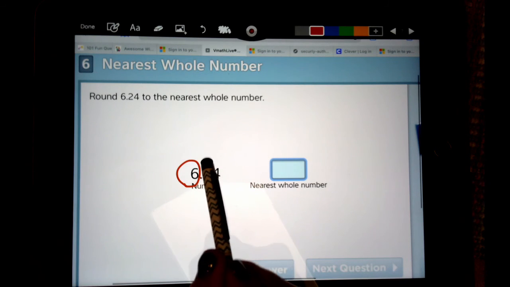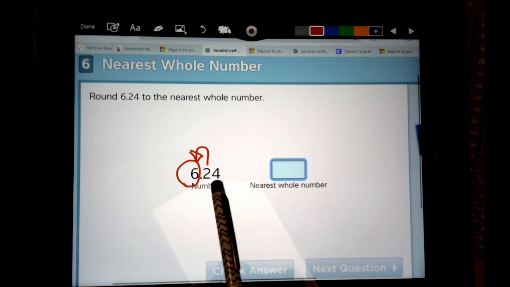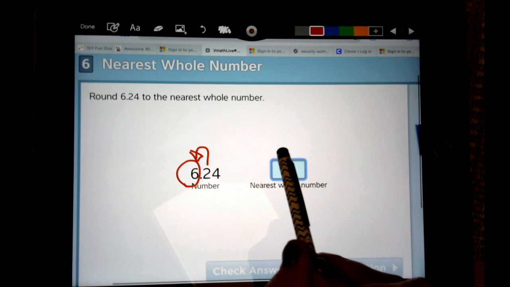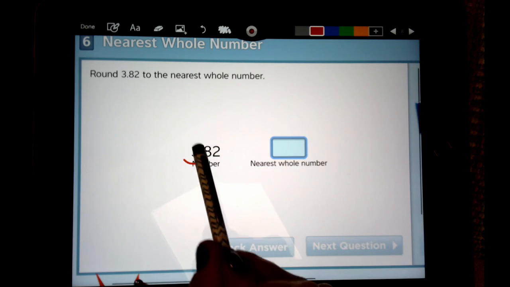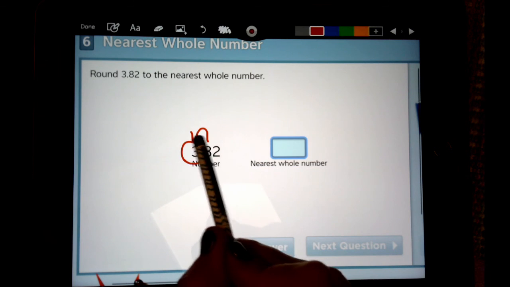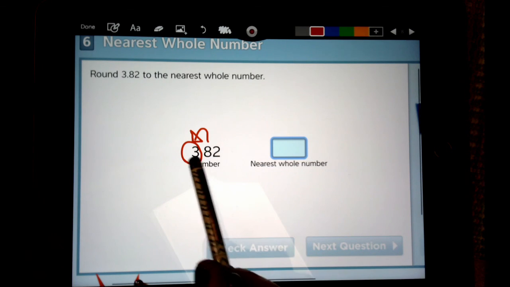A 2, remember 4 or less, we don't change this. 4 or less, don't you mess. 5 or more, add 1 more. So this remains a 6. Now here we are rounding to the nearest whole number. Since the digit to the right is an 8, we will bump that up so that this becomes a 4.